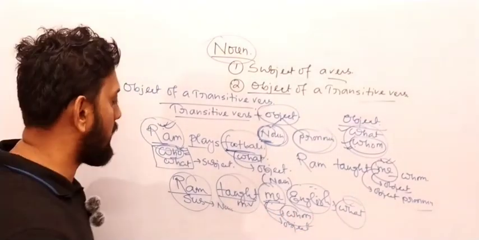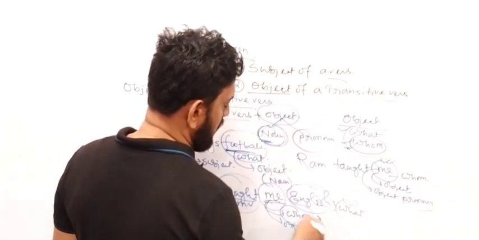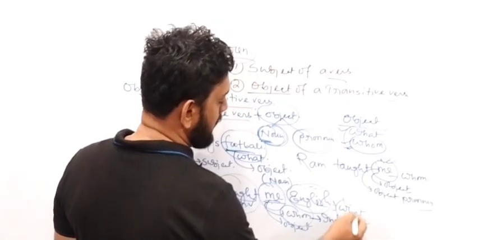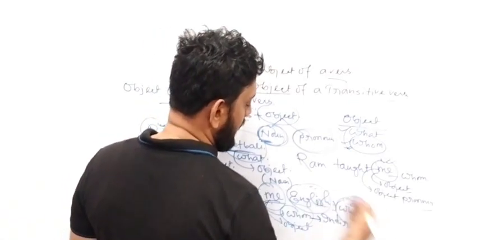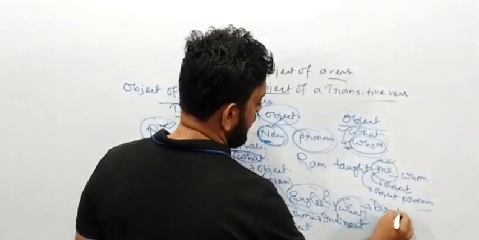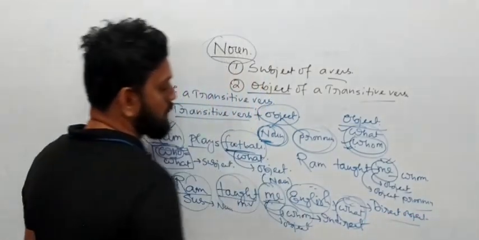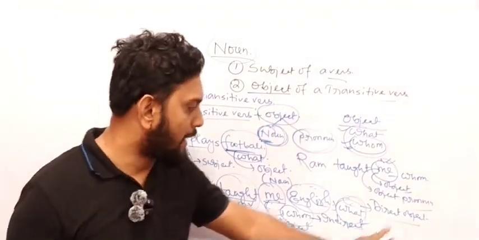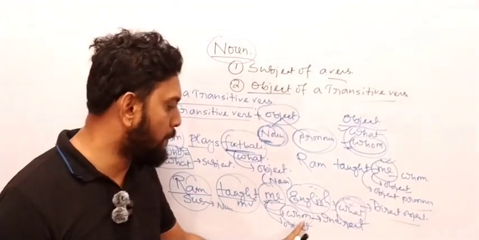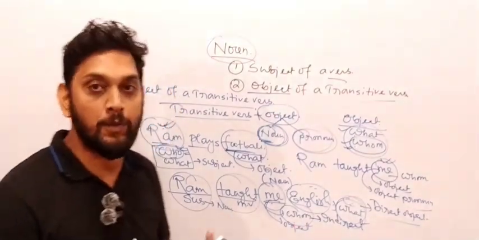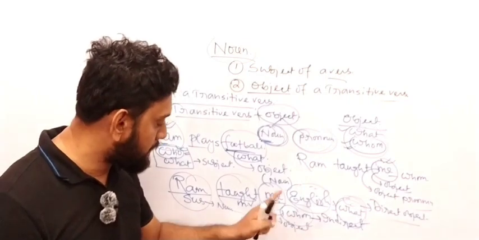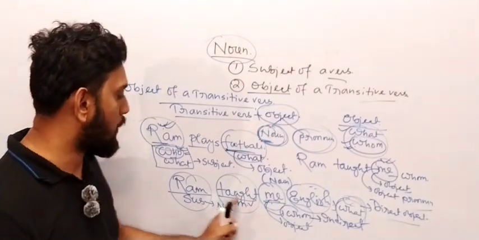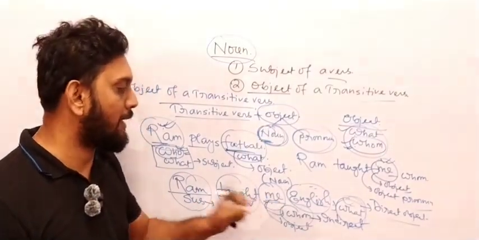English is also an object. But whenever we get the answer of whom, it acts like the indirect object of the sentence. Whenever you get the answer of what, it acts like the direct object of the sentence. So using the WH question word what, you get the direct object, and using the question word whom, you always get the indirect object. Ram taught whom? Me. So me would be the indirect object and English would be the direct object.